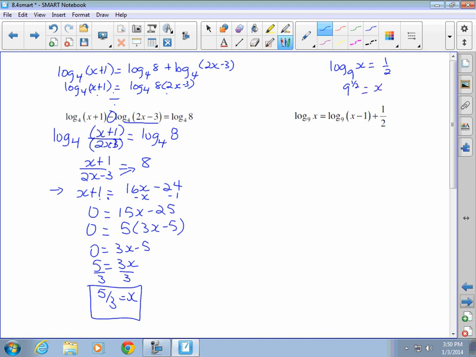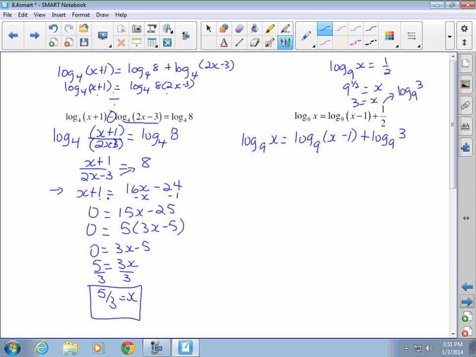Well, 9 to the power of 1/2 is the same as saying square root of 9, which is 3. So this can be rewritten then as 1/2 is the same as saying log base 9 of 3. So now I have, because I had to change that so that it's a log, that's how I would do it. Because remember, the value that is here would be the exponent value. So this would rewrite as log base 9 of x is equal to log base 9 of x minus 1 plus log base 9 of 3.